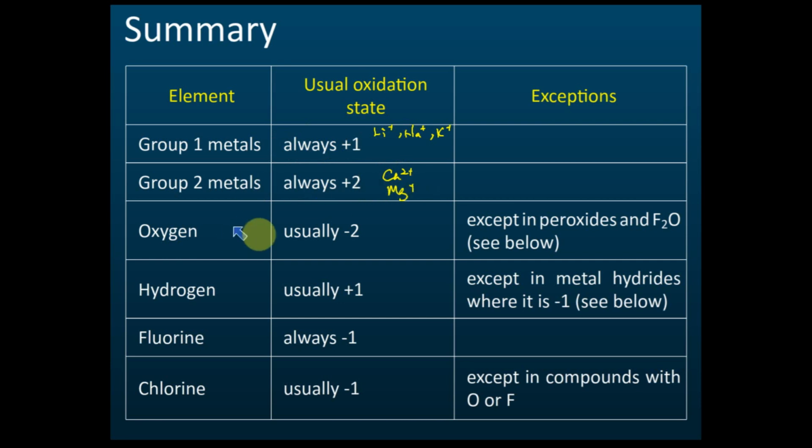The oxidation number for oxygen is always negative 2, except in peroxides. Hydrogen is always positive 1, except in hydrides, where it is negative 1. For fluorine or fluoride, the oxidation number is always negative 1. Chlorine is also usually negative 1, except in compounds with oxygen and fluorine.